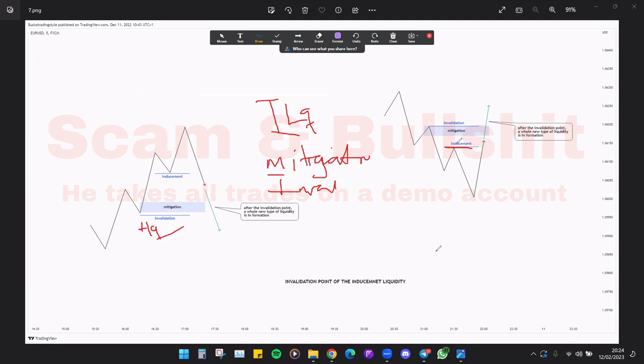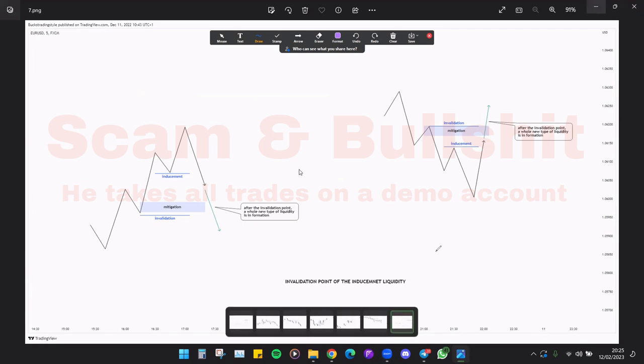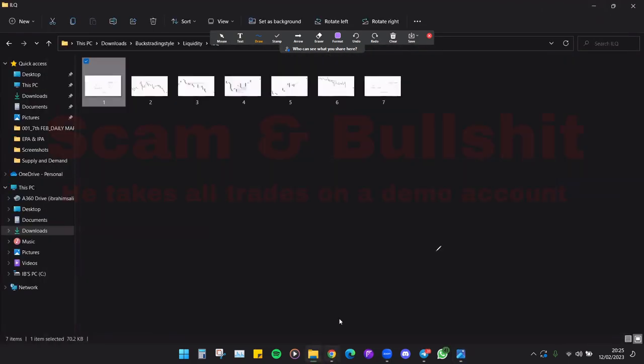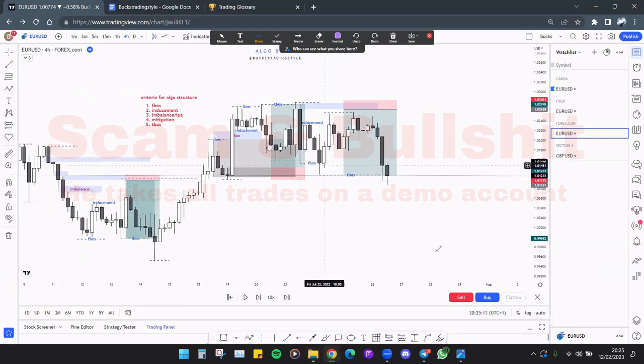If this first level of structure gets taken out, that becomes an inducement. If the second level gets taken out, that invalidates the inducement liquidity. That is no more the inducement liquidity. You understand? Yes. Okay. Now, since we've done an example on the chart, these are our inducement liquidity. One, two, three.